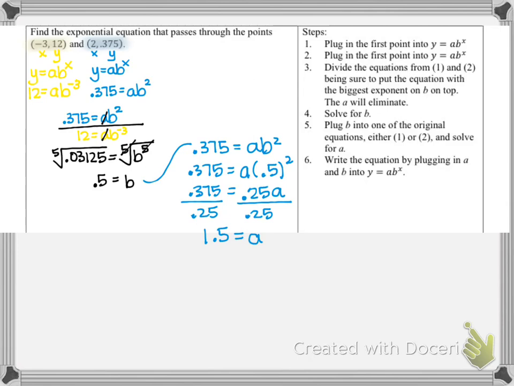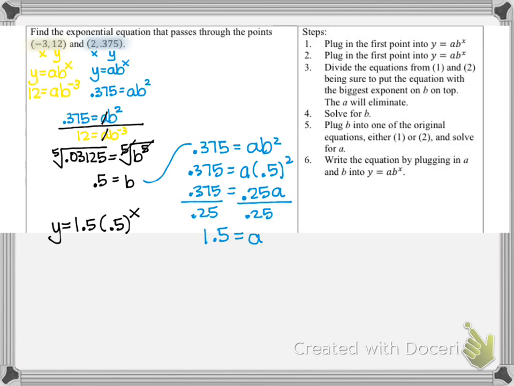Now we can write the equation. So Y is equal to A times B to the X. I probably wouldn't write this one using the multiplication dot just because I've got decimal points flying around here and it might be a little confusing. So there's my equation for this one.